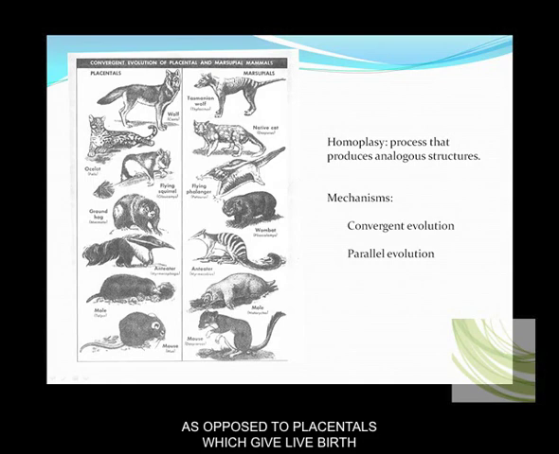as opposed to placentals, which give live birth and have the use of a placenta so that the babies are more developed when they come out. So you can see the difference here between a placental wolf and a Tasmanian wolf, an ocelot and a native cat, a flying squirrel versus a flying phalanger, a groundhog versus a wombat. Quite a few examples. Convergent evolution, in terms of a mechanism, means starting in different environments in different places, but eventually becoming more similar to each other over time as those environments become more similar.